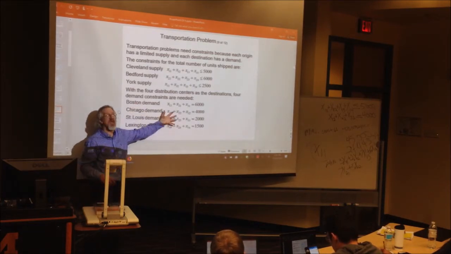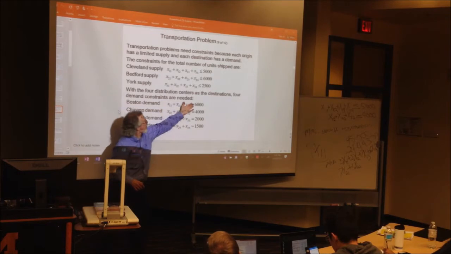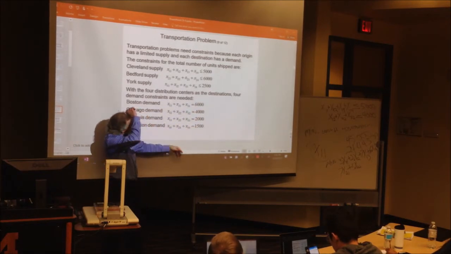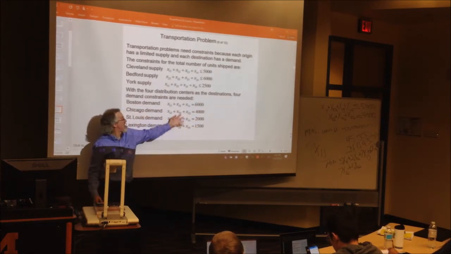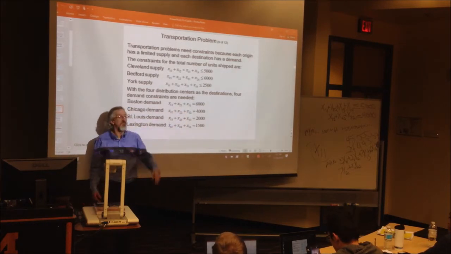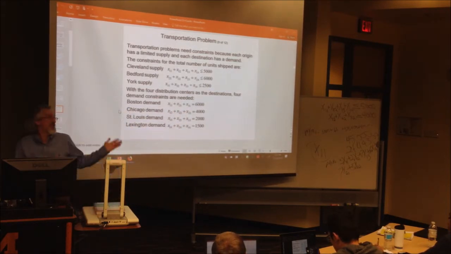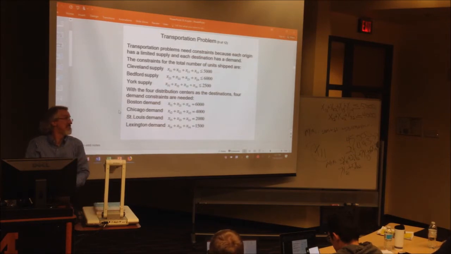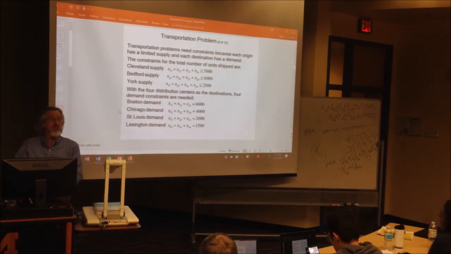Here are our demand constraints. There were 4 nodes on the right with demand. There are 3 arcs touching each one of those nodes, representing 3 variables. And they're all equal because we're meeting demand. That's our #1 priority, to try to meet every order.